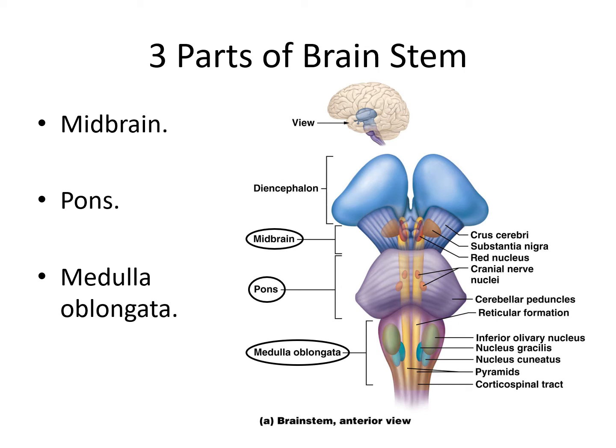There are three parts of the brainstem. The first part is the midbrain, right here. Another region is the pons, which you might have learned in 203. This is right here. And the medulla oblongata is right here. So the big bump from a side view is the pons, and the smaller bump is the medulla oblongata.